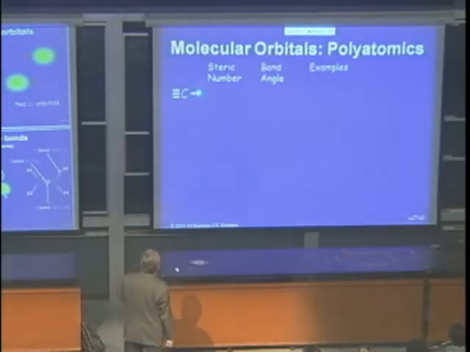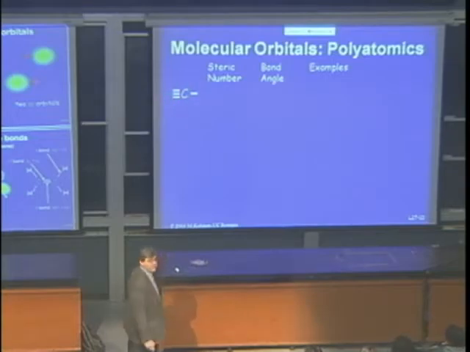But this doesn't help us a whole lot. For example, we look at carbon here. We have the carbon, we want to bind something here, and we want to bind something here. And we know there is a triple bond here. What would be the steric number on that carbon? 2. What's the bond angle?